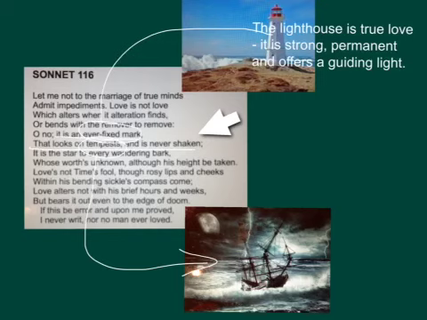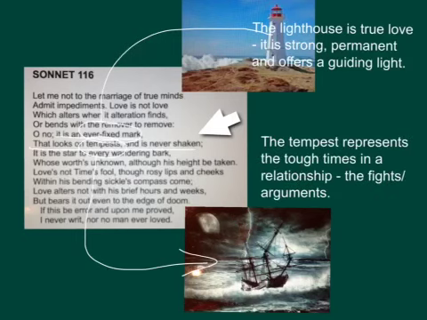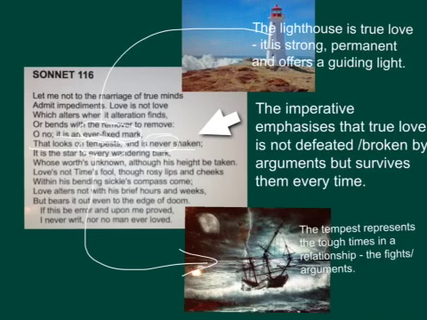Firstly, Shakespeare uses the lighthouse, the ever fixed mark, as the image of true love. It is a strong, permanent structure and offers a guiding light. The tempest, on the other hand, represents the tough times within a relationship, those fights or arguments that are quite common. What makes Shakespeare's image so strong, however, is the imperative never.